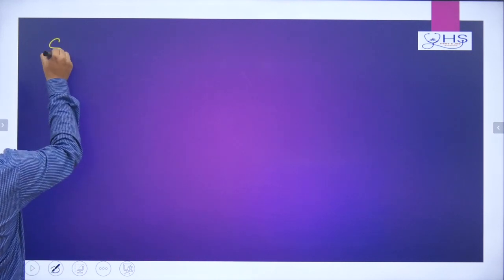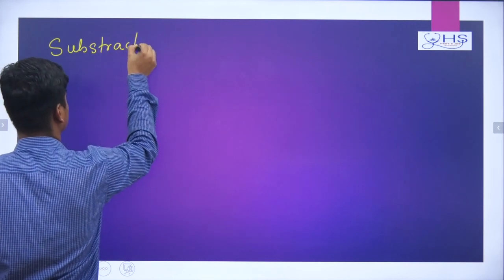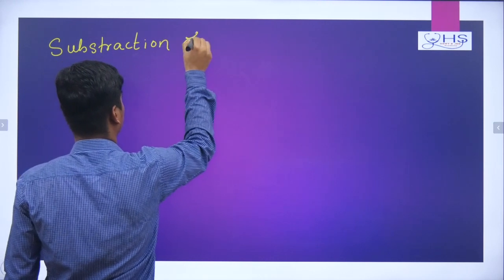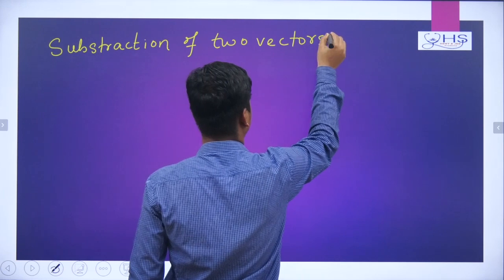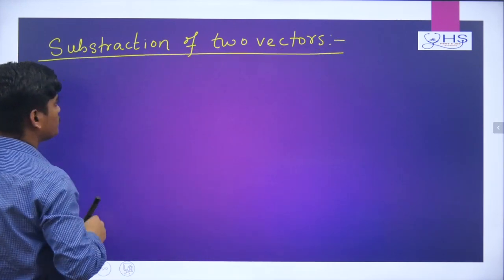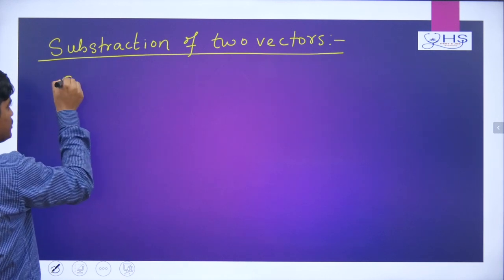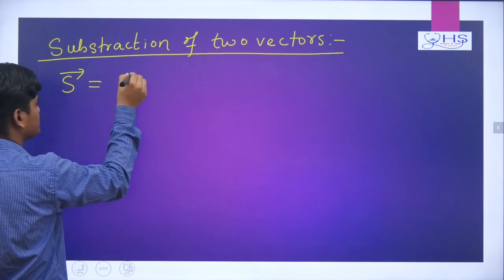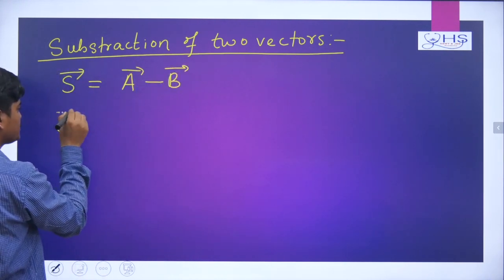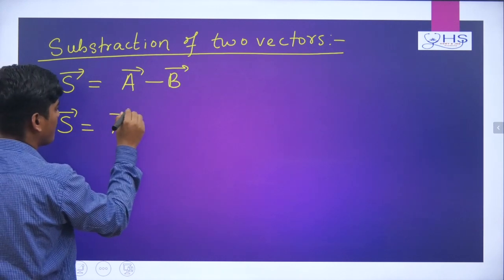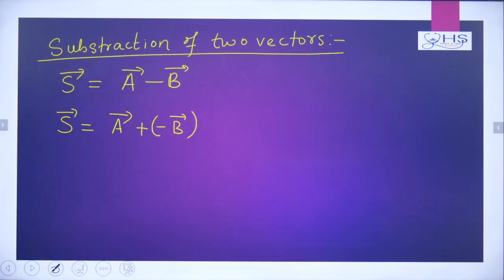Okay. Now we'll understand the next thing, that is subtraction of two vectors. Subtraction is nothing but what exactly? Here you take the subtraction vector as S vector. S vector is nothing but A vector minus B vector. Now write this one, this is S vector. This is A vector, then this is nothing but plus of minus B vector.